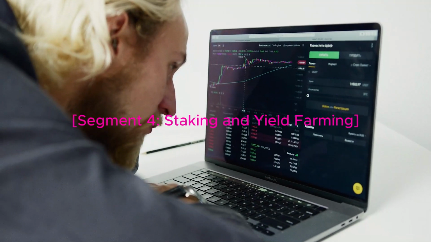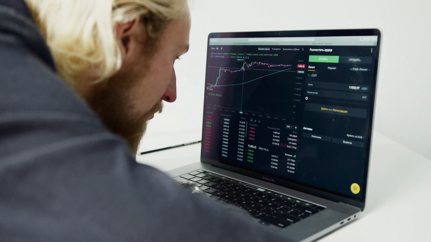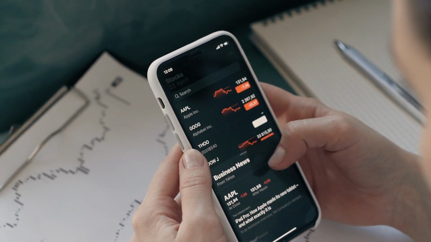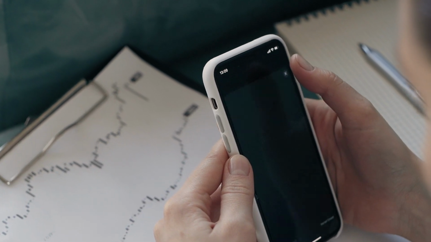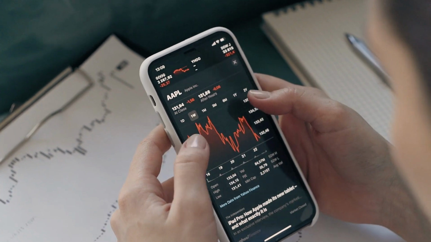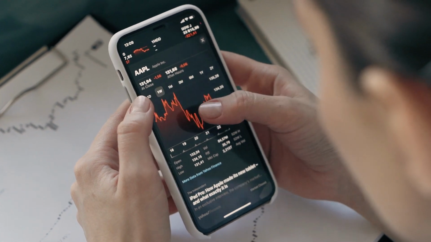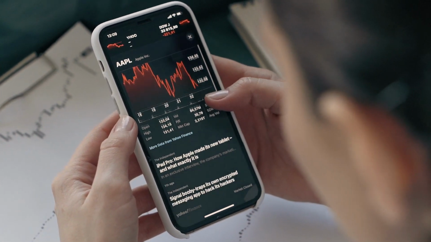Strategy number 4 brings us to staking and yield farming. Staking involves holding certain cryptocurrencies in your Binance wallet to earn rewards and support the network. Yield farming, on the other hand, entails lending your crypto through smart contracts to earn interest. Both methods can provide a passive income stream, but remember to research projects and understand associated risks.